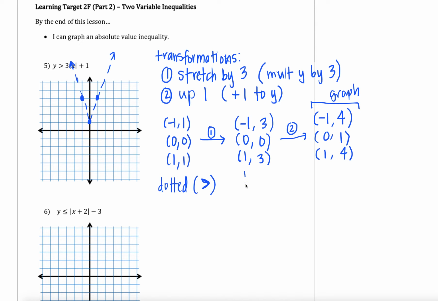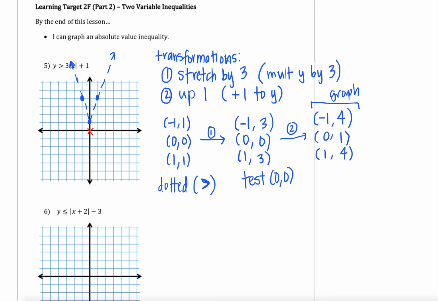To determine our shading, we need to test a point just like we did before. So I'm going to go ahead and test (0, 0), and I'm allowed to do that because (0, 0) is not on my boundary line. If I put that red X again at (0, 0), I can see that it's not on my boundary line, so I'm good to test it. I don't have to test (0, 0); I can test any point that's not on our boundary line. I'm just choosing (0, 0) since it's an easier point to test.